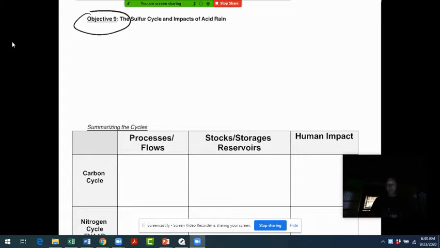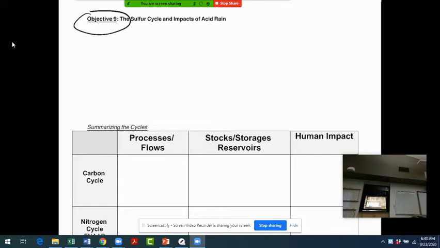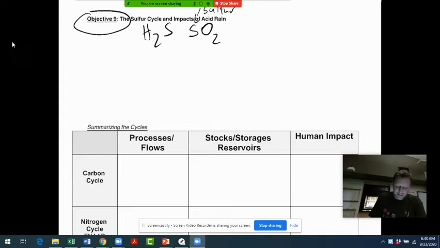Sulfur. Hold on, the lights just turned off on me. That's what happens sometimes early in the morning here in room 2. The sulfur cycle. Sulfur definitely does have an atmospheric component. In the atmosphere, you'll often see sulfur as SO2. The smelly rotten egg smell is H2S, so that's sulfur dioxide, and that is hydrogen sulfide.